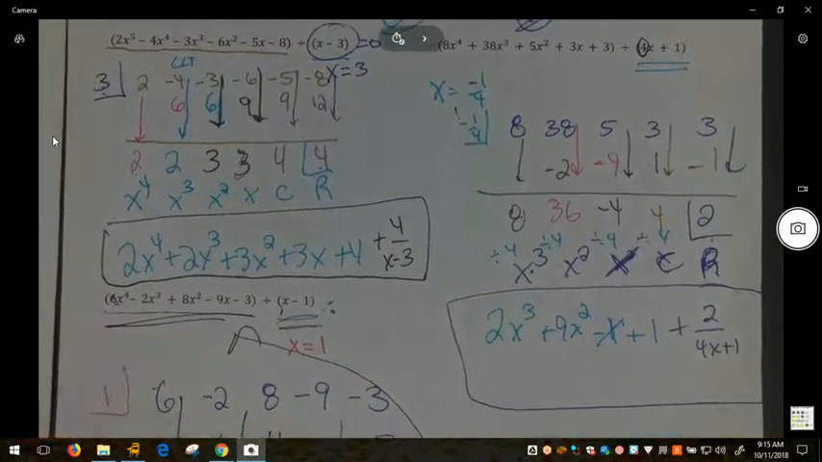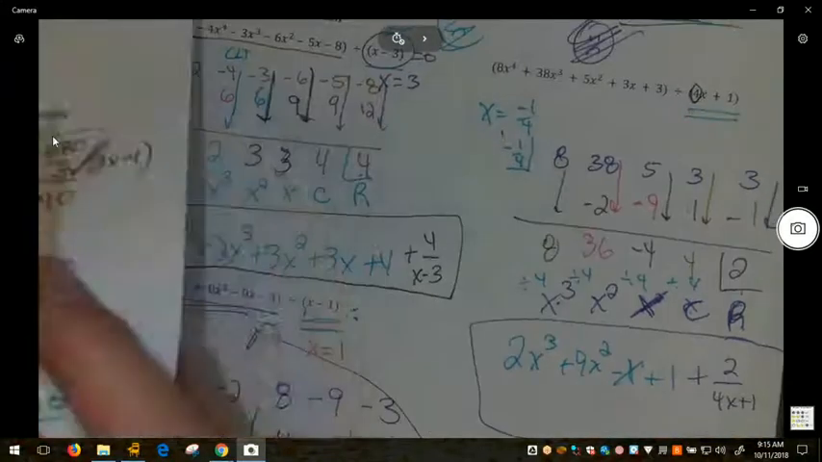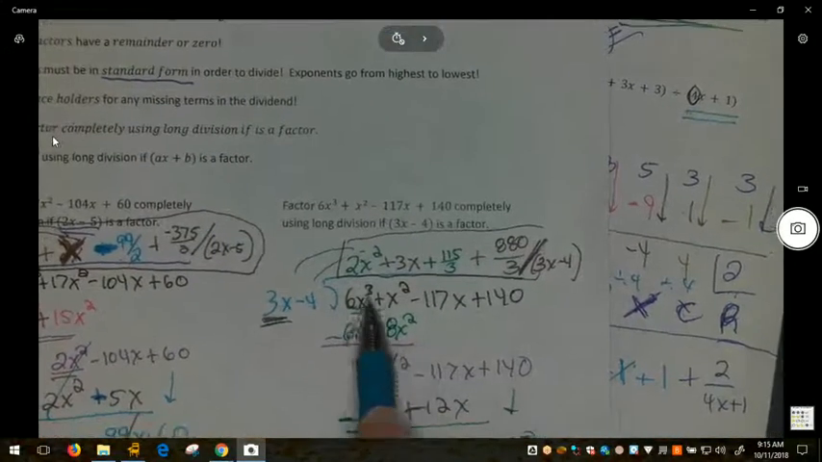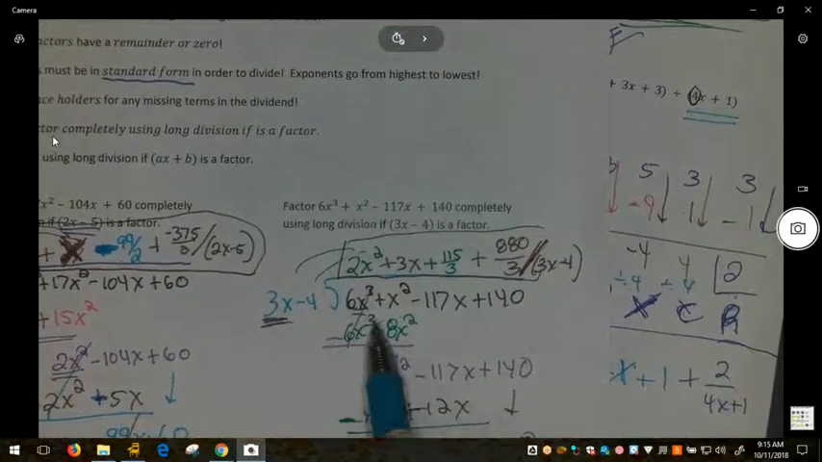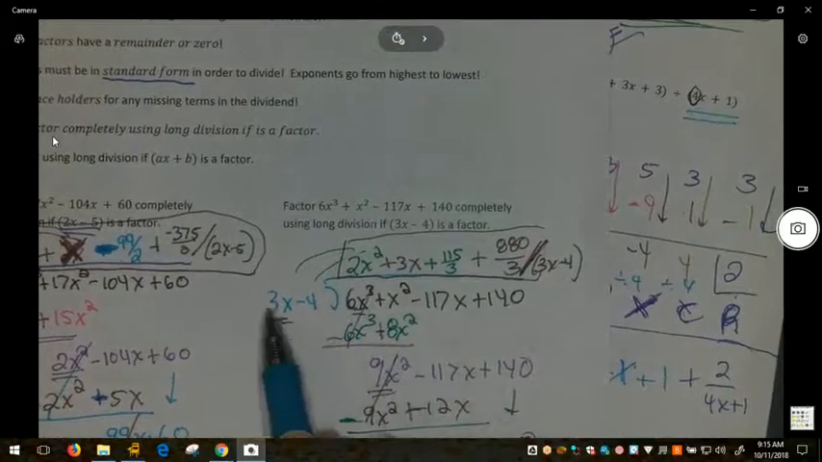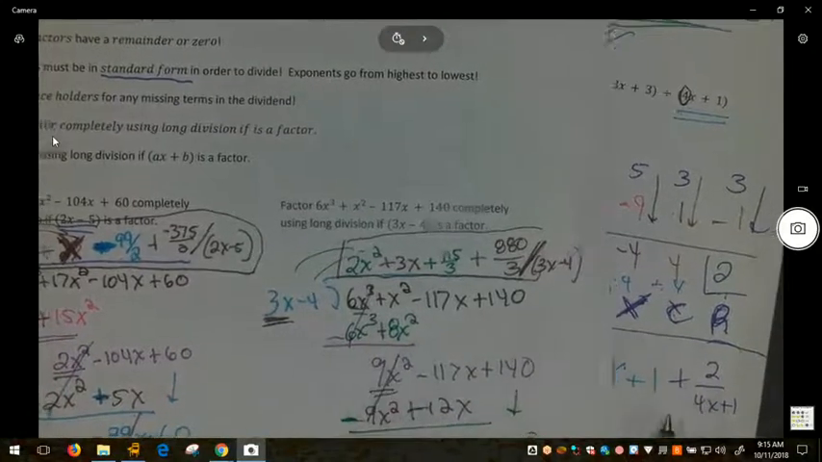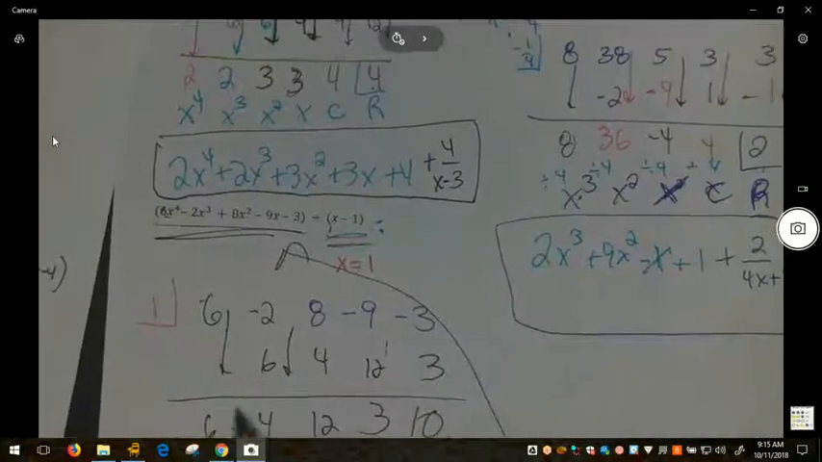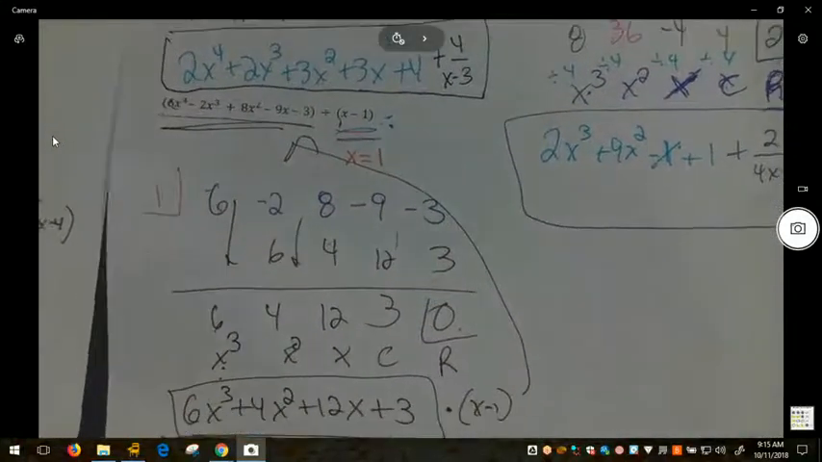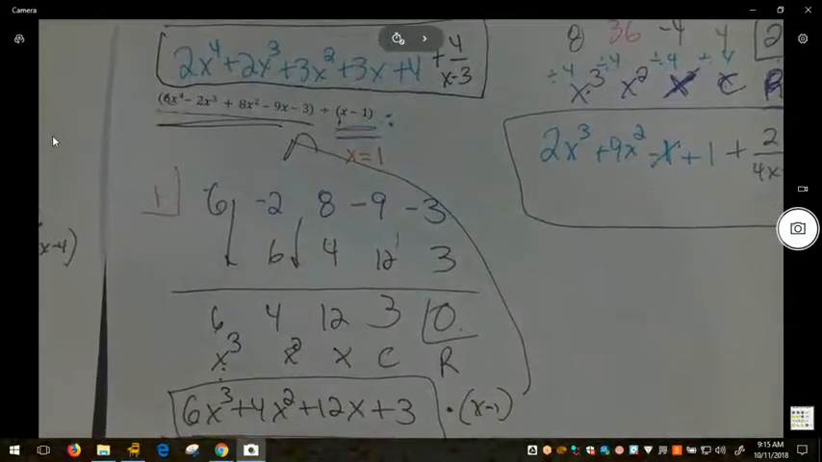It's supposed to save you time instead of having to constantly stop and think about 6x cubed divided by 3x, what's that? 9x squared divided by 3x, what's that? You just follow a quick procedure to get your answer a little more efficiently.